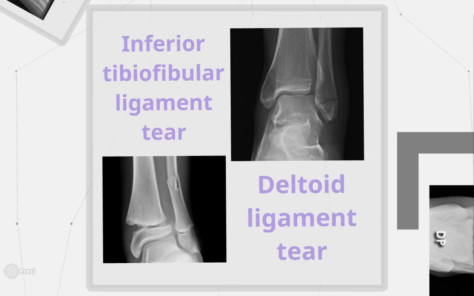Eversion or pronation injuries of the foot can cause deltoid ligament tears, which are associated with fractures of the distal fibula. X-rays reveal widened medial joint space and a separated tibiofibular joint. That concludes our approach to ankle and foot injuries.